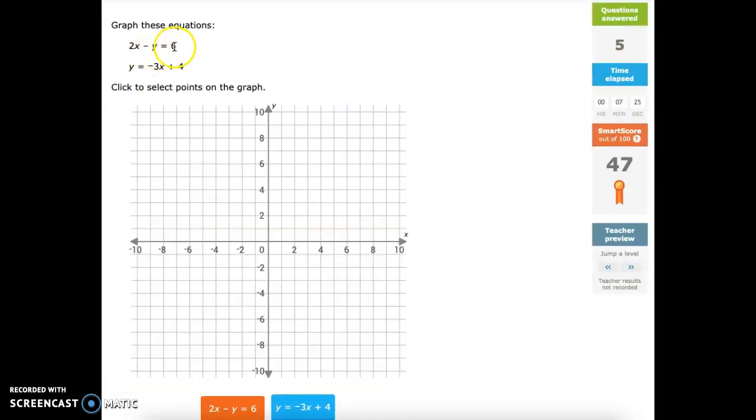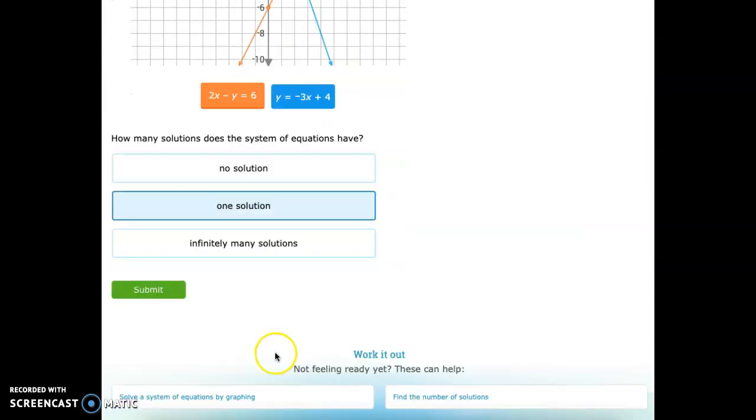I'm going to graph it. I have negative 6. It's my y-intercept. Slope is 2, so I go up 2 over 1. Second one, we have a y-intercept of positive 4. So here is positive 4 on the y-axis. Slope is negative 3 over 1, so I go down 3 over 1. And you will see that there's one solution because they have different slopes.